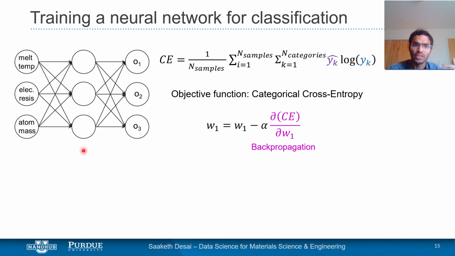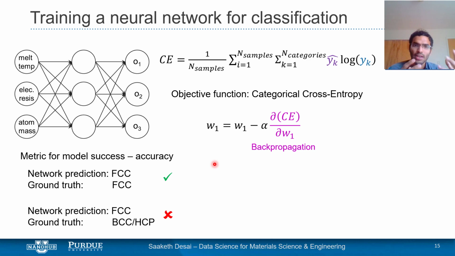And just as always, we will start with random weights and biases, which may or may not give us good predictions. But to update the weights systematically based on the loss function, we will again use backpropagation and a weight update rule, just like we did for the regression task.